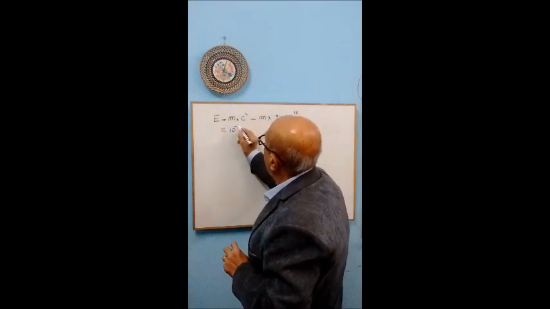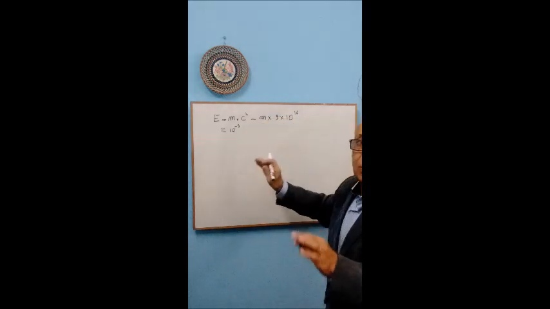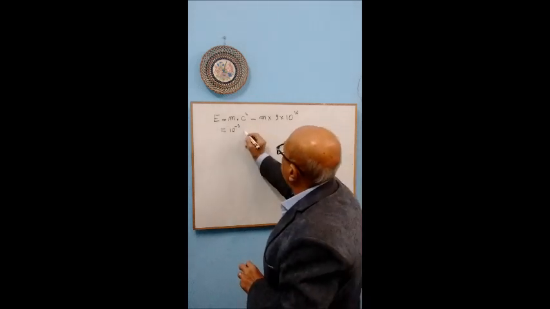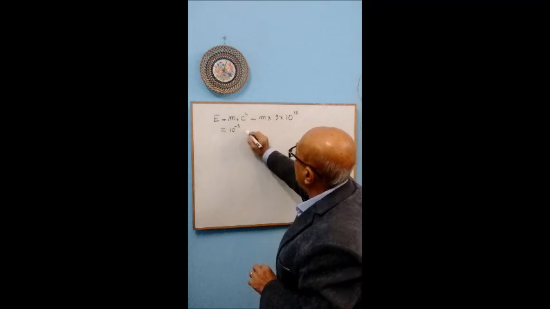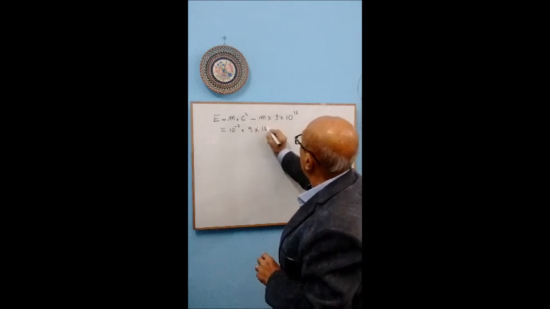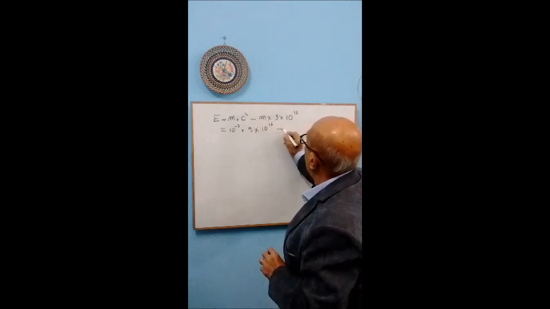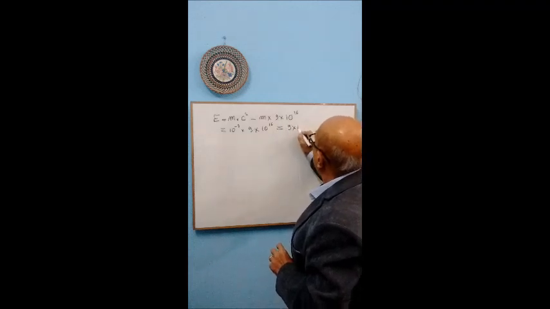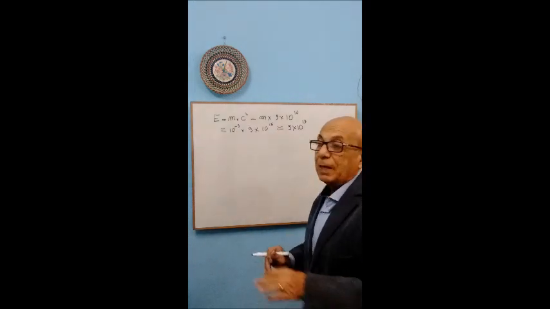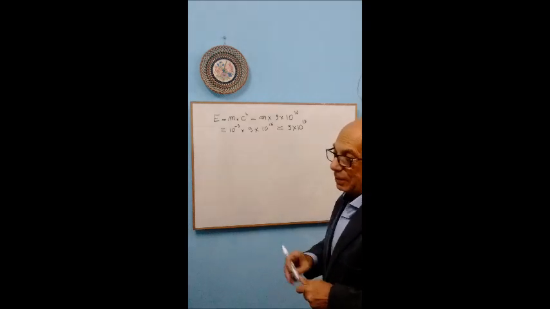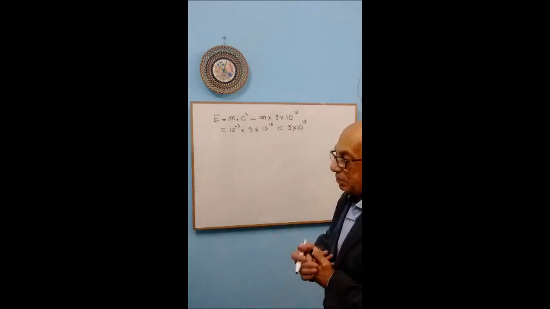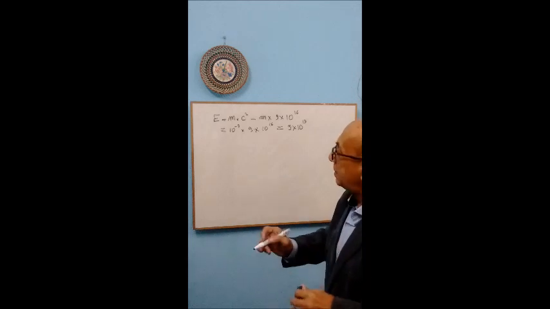1 gram equals 10 to the power minus 3 kilograms in the meter kilogram second system, because here energy is in joules. So m equals 10 to the power minus 3 kilograms, that's 1 gram, times 9 times 10 to the power 16, equals 9 times 10 to the power 13 joules. That's the amount of energy. Now let us think of something to feel it with our senses. Let's have, for example, 10,000 tons of steel.